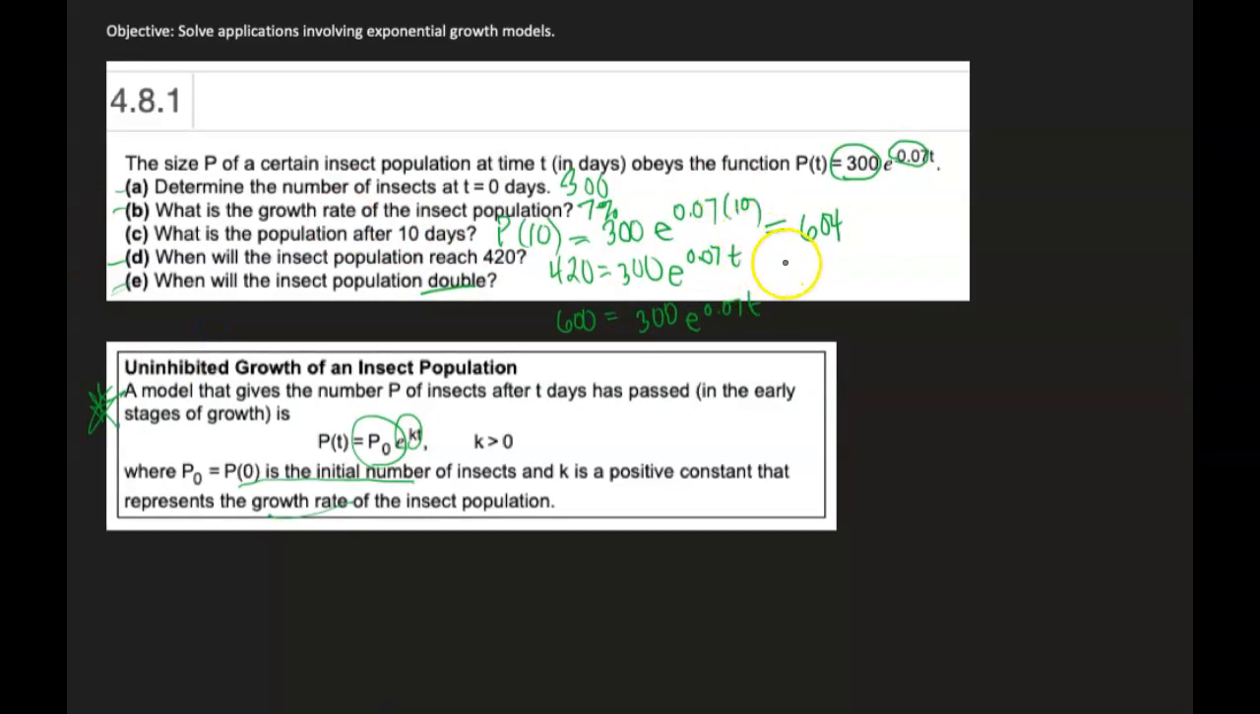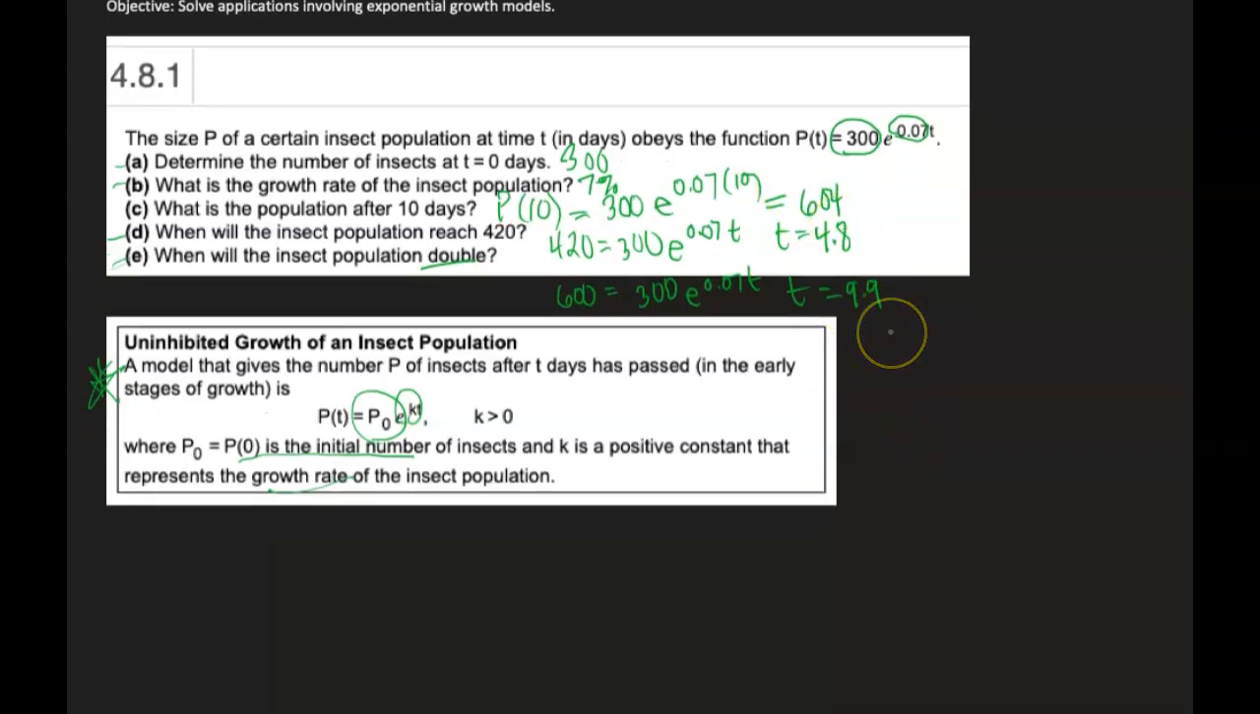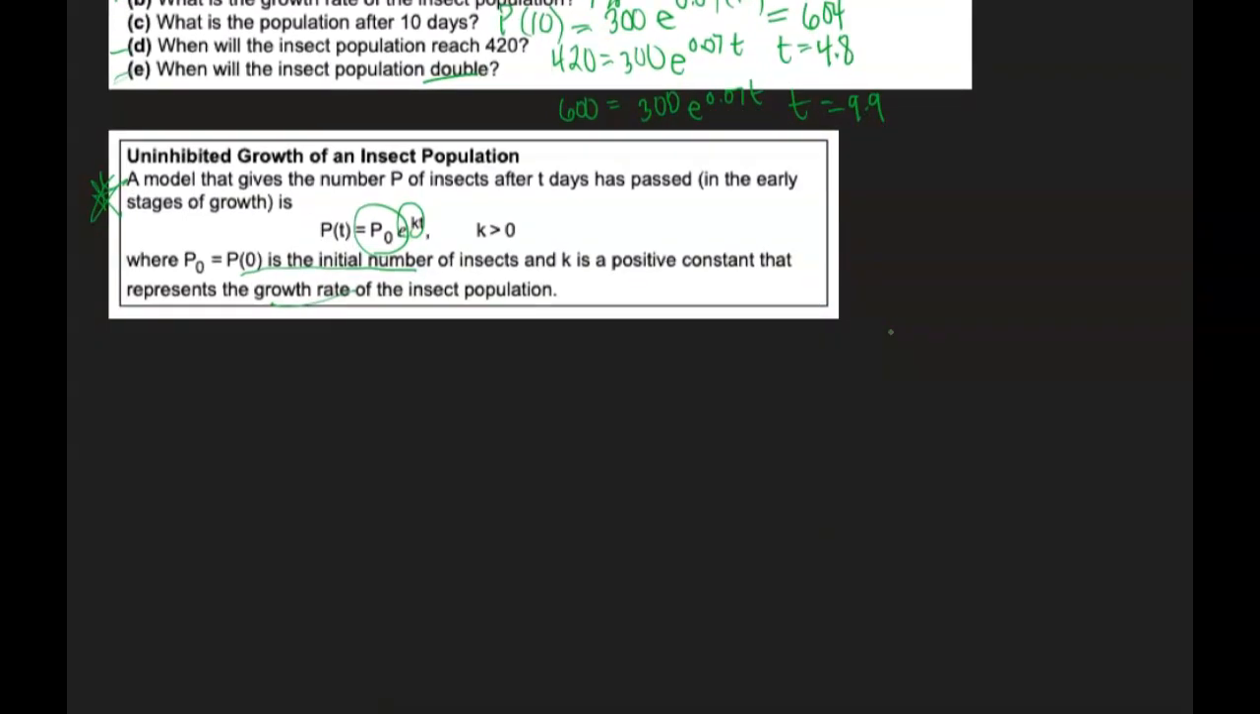So this one should be 4.8, and this one should be 9.9. Now, if you want to keep watching to see how those T values come to be, just continue this video here. I'm going to show the steps of solving one of these. I'll pick that first one.